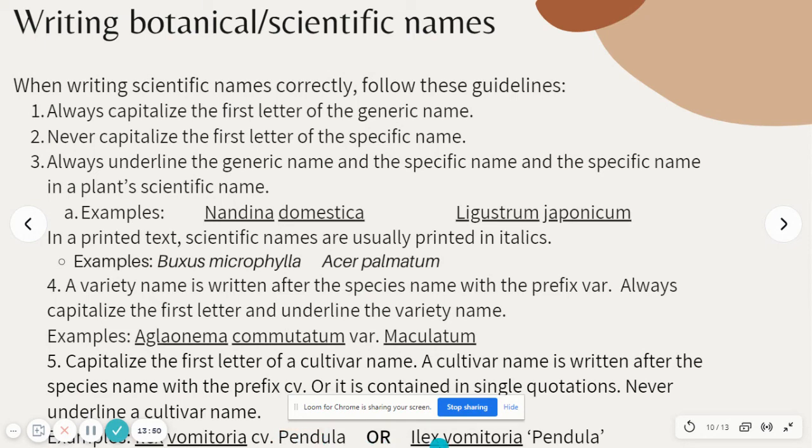Or I can write it Ilex vomitoria, which is the same as rules 1 through 3, and I can put it in a single quotation. This is the way I prefer to write it, but if you prefer writing it this way, that is fine. Either way, both are right. Neither one is more right than the other, as long as it is written the exact same way it is on this screen.